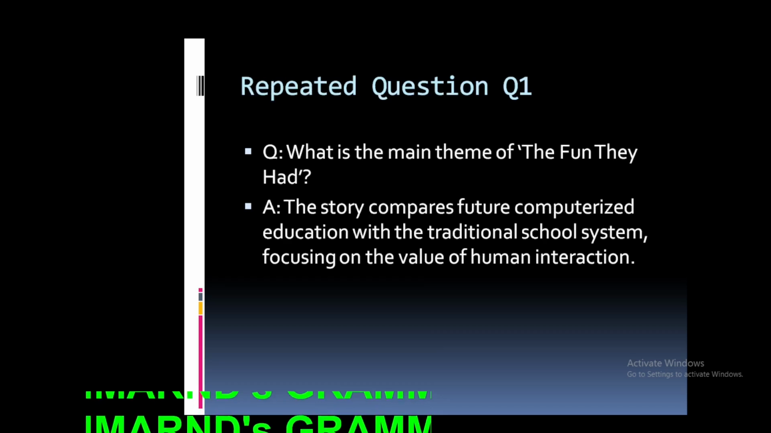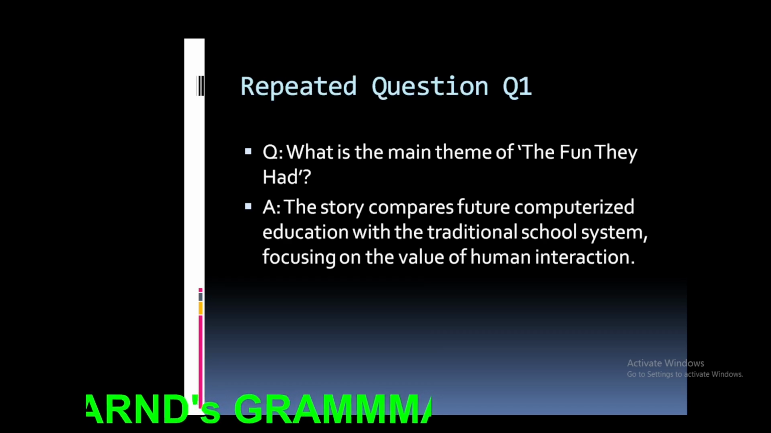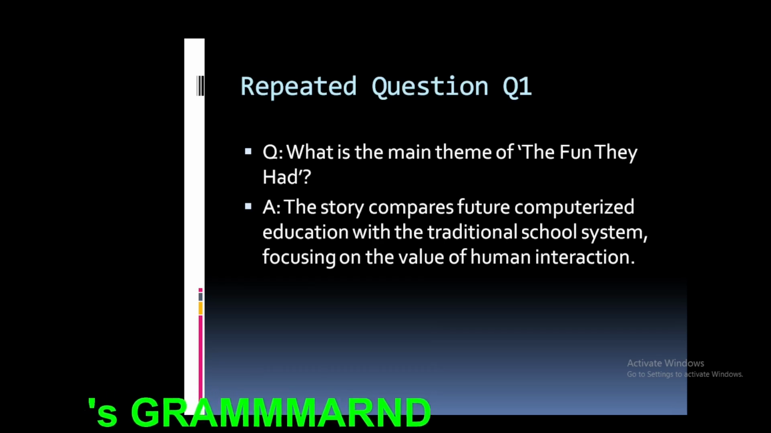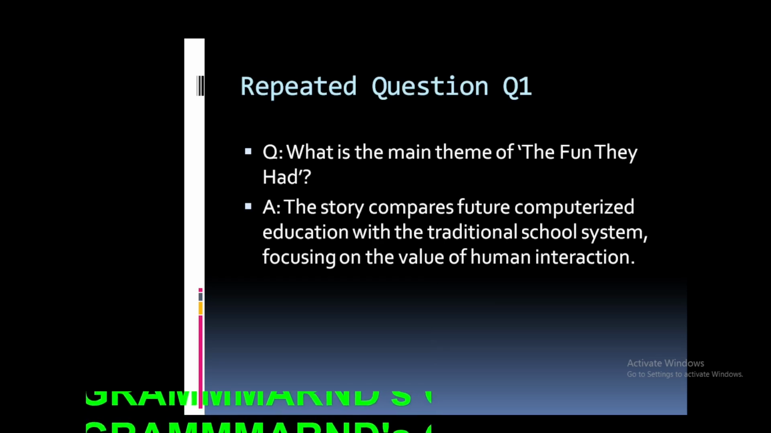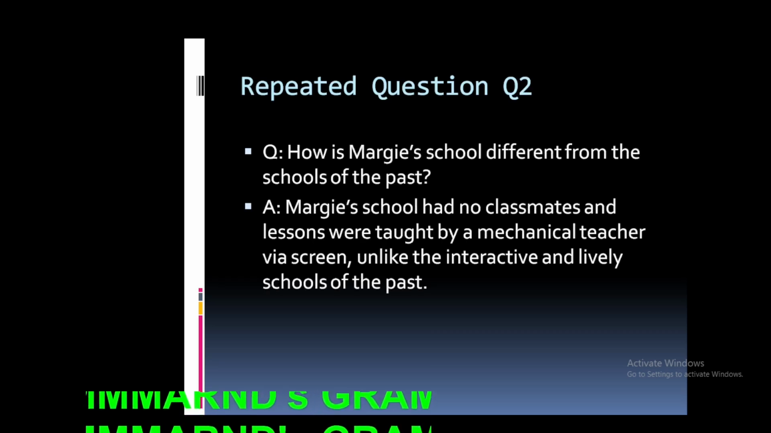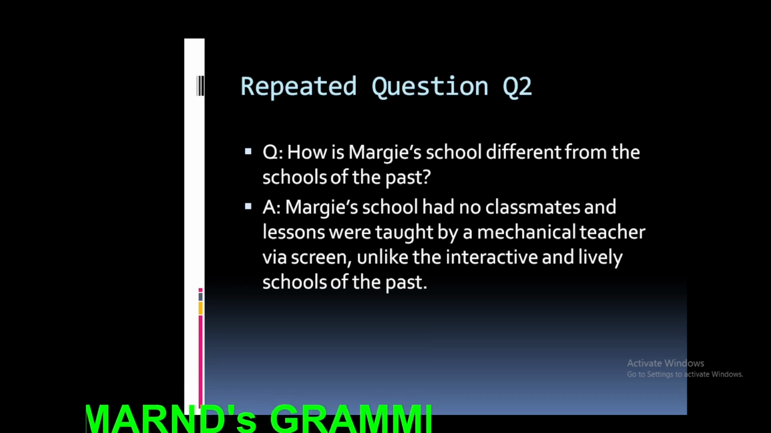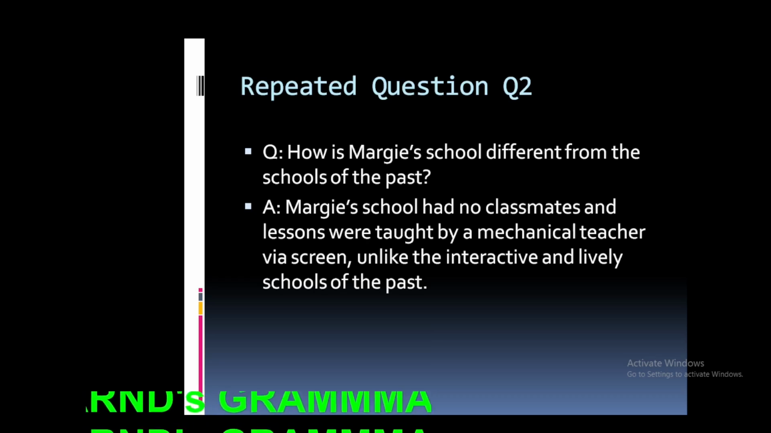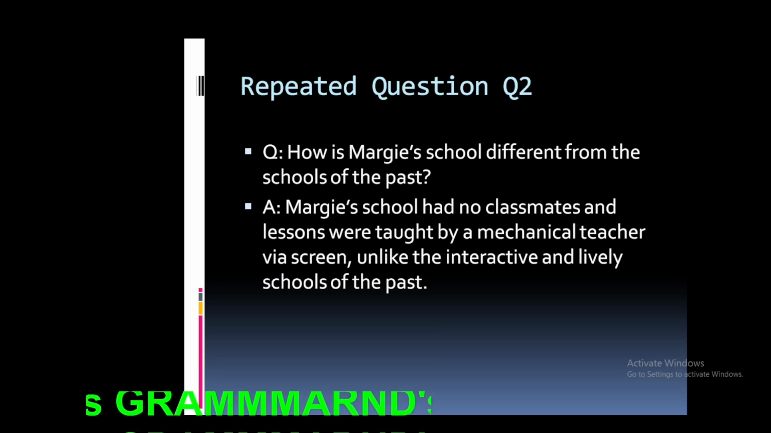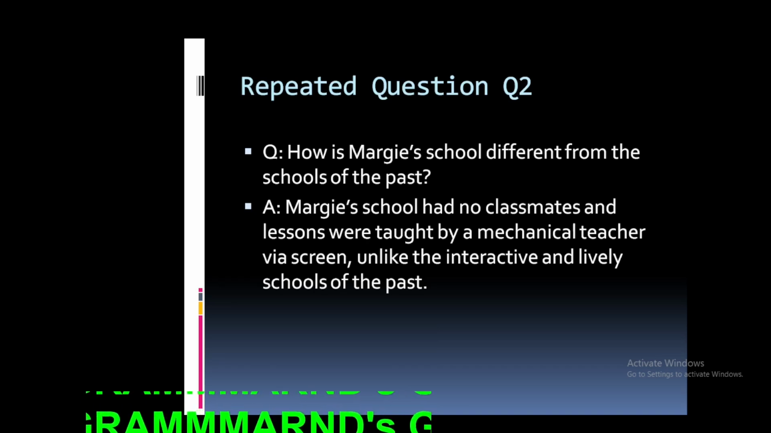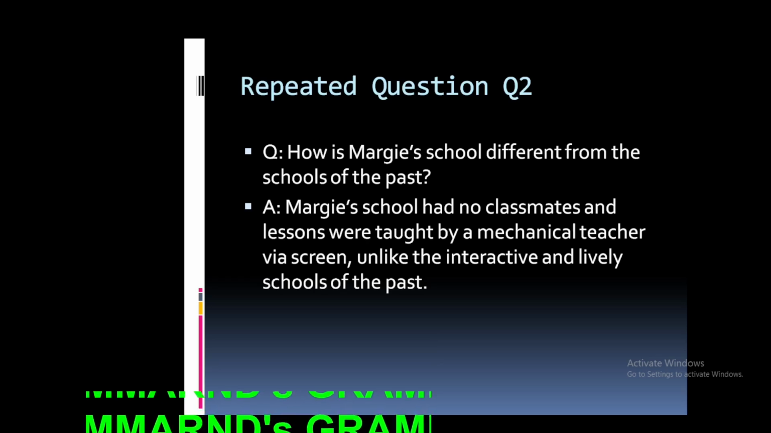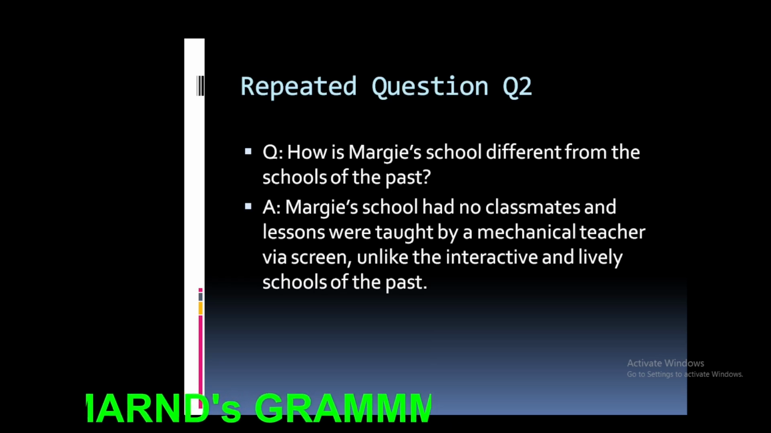Repeated question 1. What is the main theme of The Fun They Had? Answer. The story compares future computerized education with the traditional school system, focusing on the value of human interaction. Repeated question 2. How is Margie's school different from the schools of the past, of her grandfather's time? Answer. Margie's school had no classmates and lessons were taught by a mechanical teacher through a computer screen, unlike the interactive and lively school of the past.